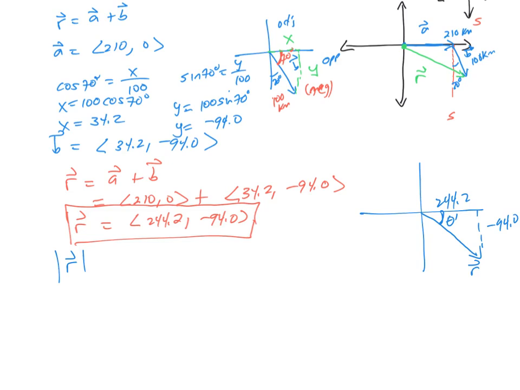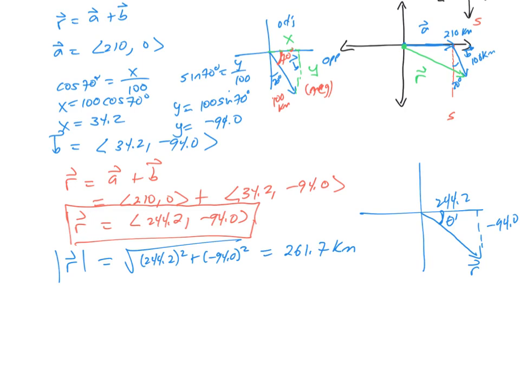So the magnitude of R, we're going to use the Pythagorean theorem, is going to be the square root of 244.2 squared plus negative 94.0 squared. And if you put that in your calculator, it turns out to be 261.7 kilometers.